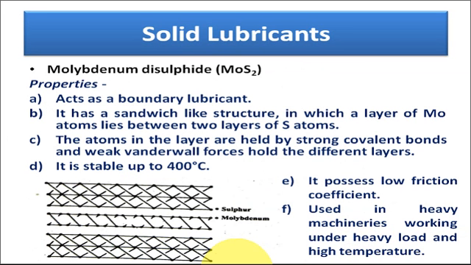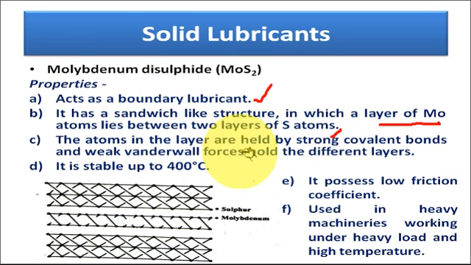Now coming towards the second solid lubricant, that is molybdenum disulfide. The properties of molybdenum disulfide are: it acts as a boundary lubricant, it has a sandwich structure in which the layer of molybdenum atoms lies between two layers of sulfur atoms, and due to its layered structure, different layers of molybdenum and sulfur can slide over each other. These are flexible, so this can be used as a lubricant.